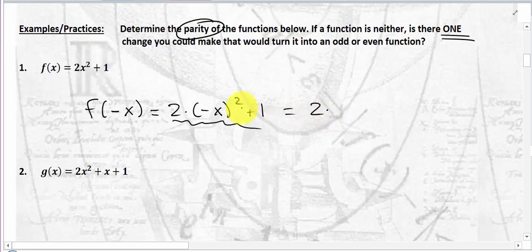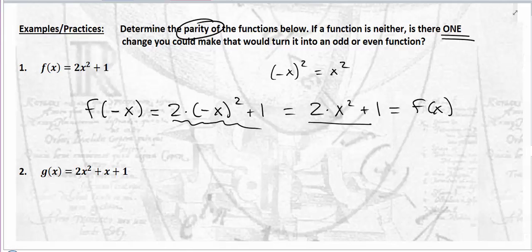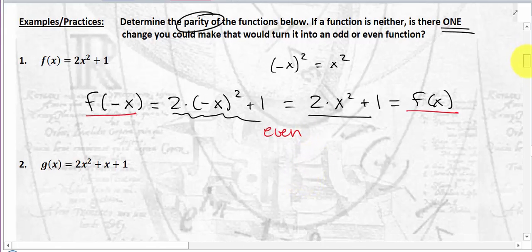2 times the opposite of x squared is exactly the same as x squared. I mean, it's a property. So it's 2x squared plus 1. Can I go further? No, I'm done. That's about all I can do. Now let's see. Is this equal to f of x? Yep, this is equal to f of x. So f of negative x is equal to f of x. The function is even. I hope you understand. It's pretty simple, right?